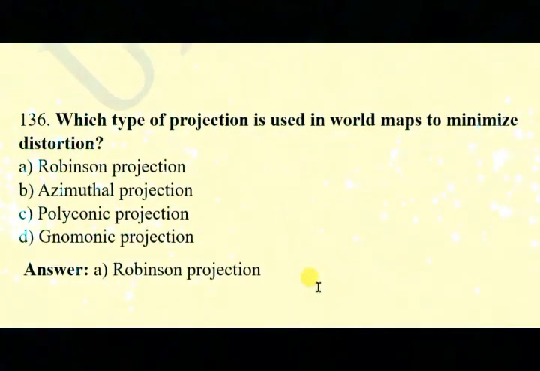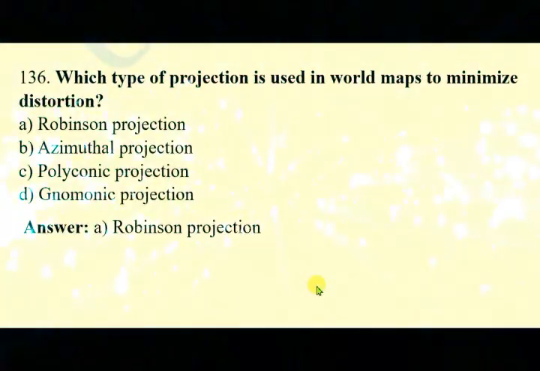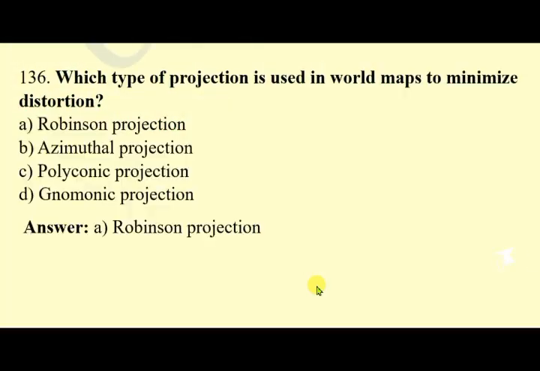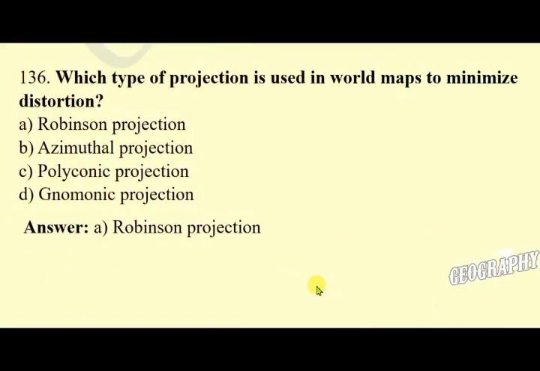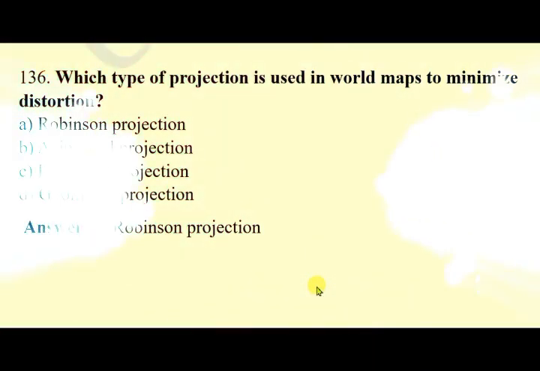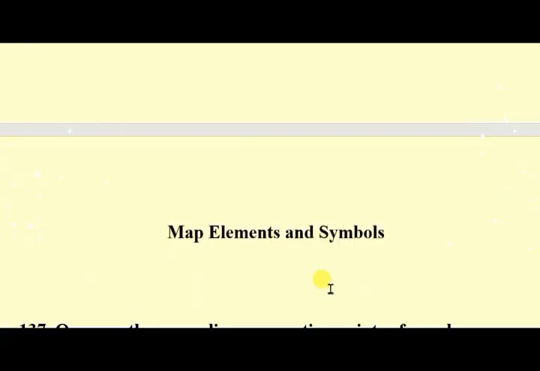Question 136. Which type of projection is used in world maps to minimize distortion? Robinson projection, azimuthal projection, polyconic projection, gnomonic projection. Here the right answer will be Robinson projection.